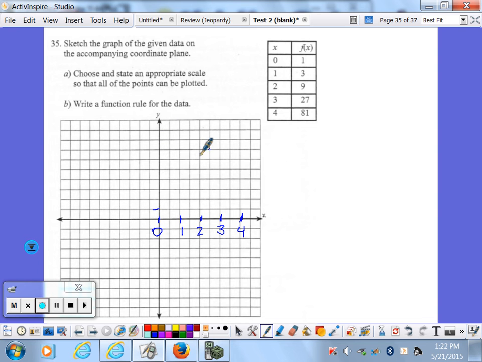You're going to plot your points, and it says write a function rule. So for this one, I hope you notice when you plot your points what sort of function it makes. And remember, we can always analyze our output values to help us come up with the function rule. I hope you see a pattern of multiplying by 3. You should be thinking of what function models this, and that function is an exponential function when it is multiplying.